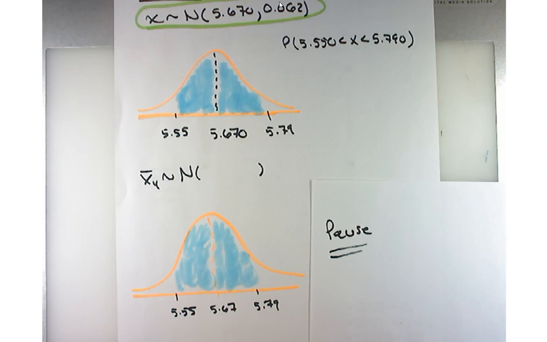So you can use the same commands, but you gotta change the standard deviation. The standard deviation is no longer 0.062. It's 0.062 divided by the square root of 4. So copy those and just edit it would be my suggestion. Try it on the phone if you want.